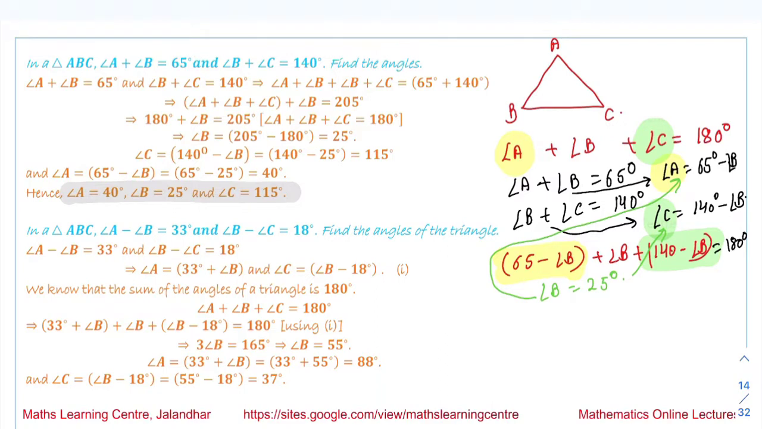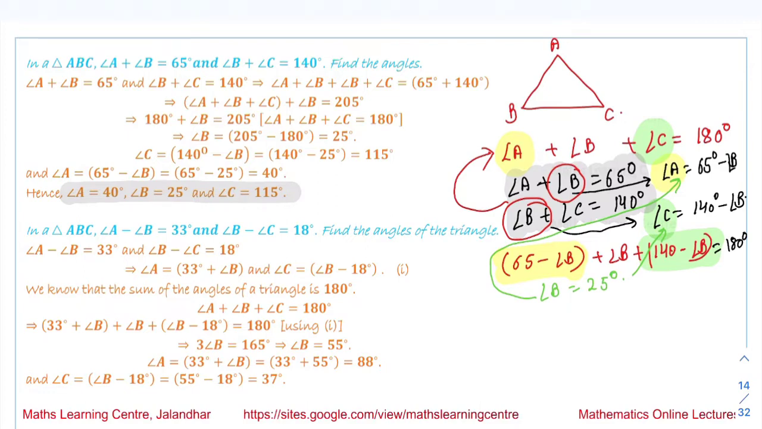So what we have done in this case is, in both these equations, these two equations I am talking about, from this equation we have written the value in terms of angle B. From this equation also we have written the value in terms of angle B, and we have substituted these values in the equation that the sum of the angles of a triangle is 180 degrees.